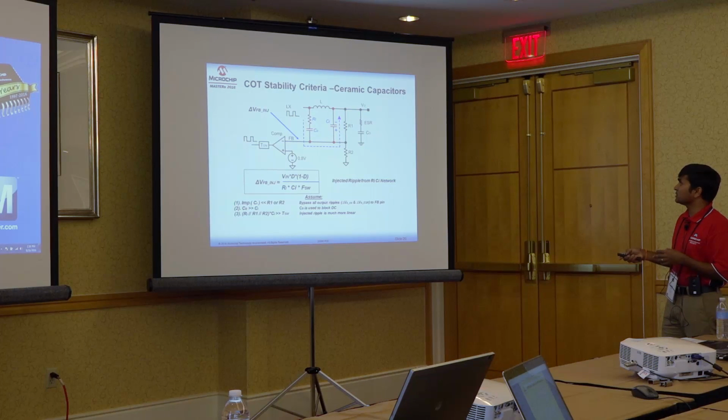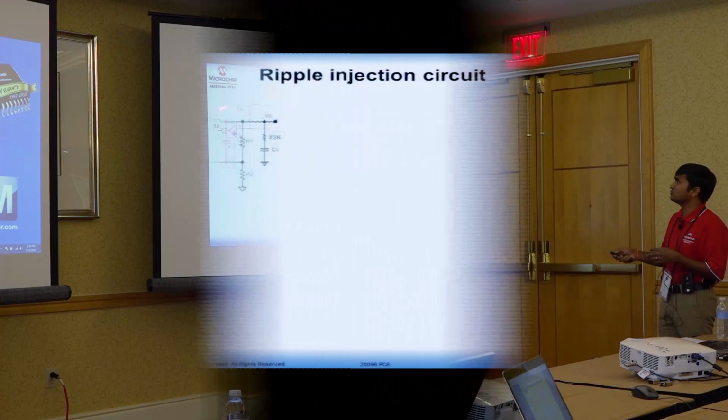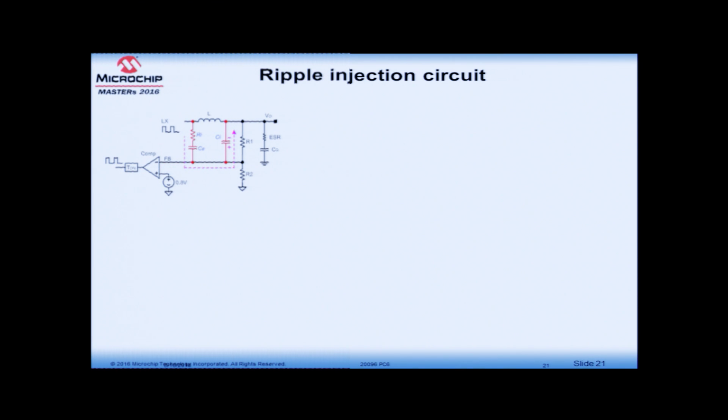So, there are two ripples coming to the feedback node. One is from the switch node and one is from the feedback from the output node. This is the case only with the ceramic capacitors. If you have an electrolytic capacitor, then you may not need this.